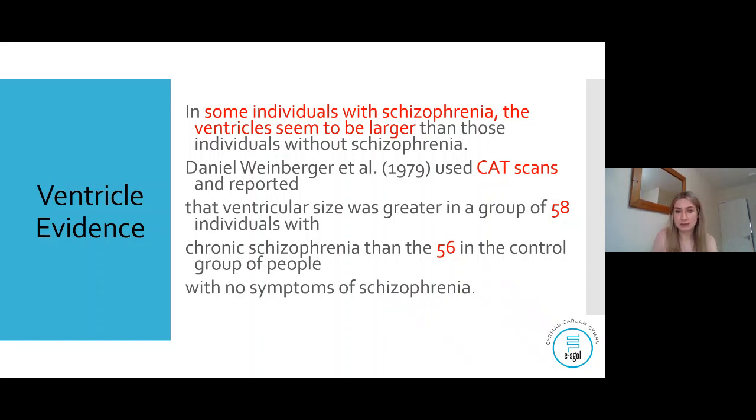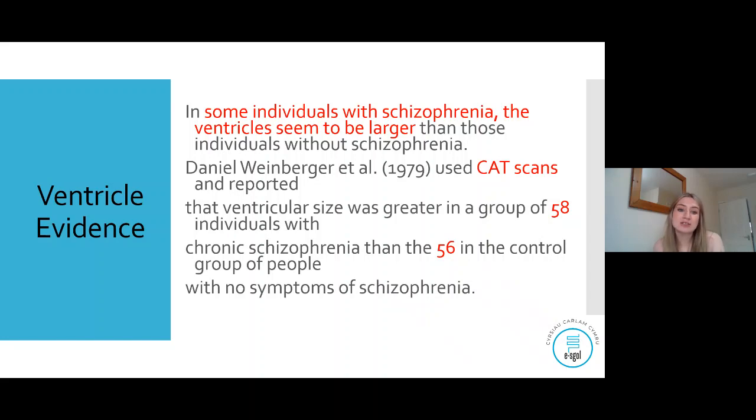Okay, so this is the really tricky part, because we need to remember some key bits of evidence to back up the fact that we now have this scientific view of schizophrenia. So it says here, in some individuals with schizophrenia, the ventricles seem to be larger than those individuals without schizophrenia.